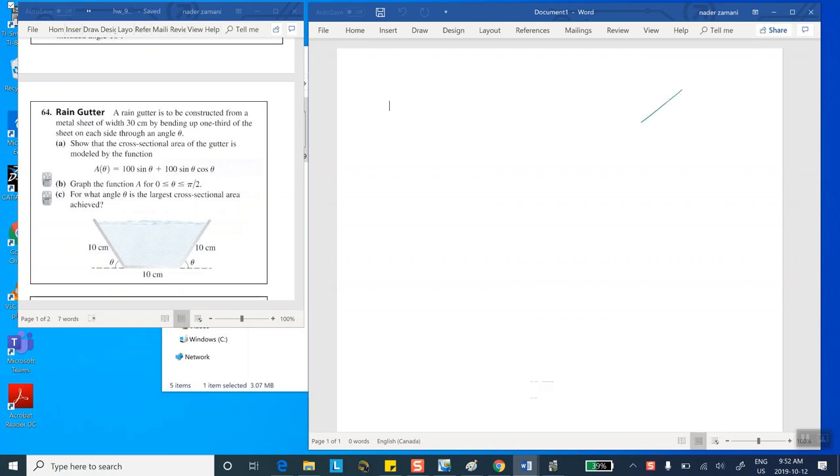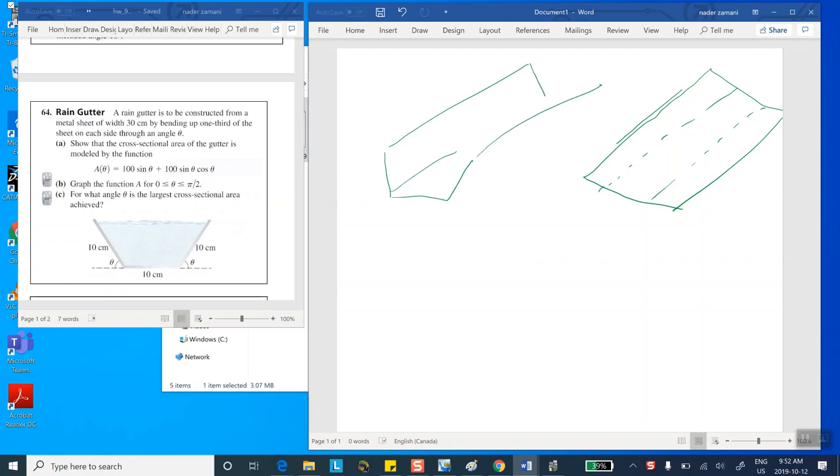So presumably it was a flat metal sheet like this, and then we bent the sides of it. I mean, two lines along the edge, so it became like this. Okay. So we bent it along these two lines, and there's a drawing here.